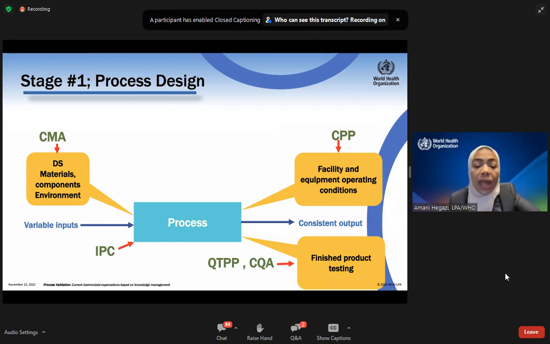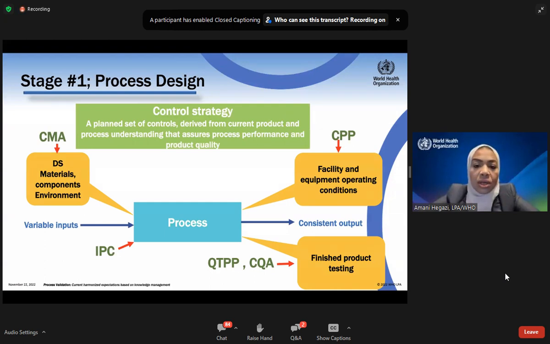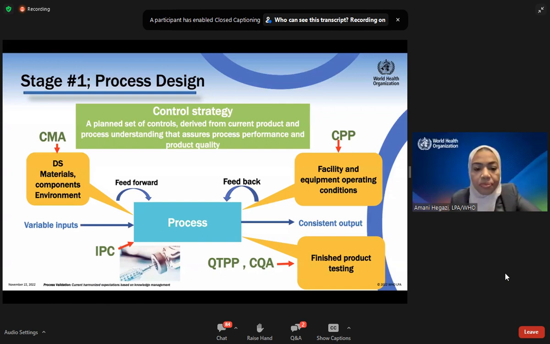Going back to the same slide, we have the process, and we identify the sources of variation, and we identified the different critical parameters. So the summary and the planned set of controls derived from the current product and process understanding that assure process performance and product quality is the control strategy, which includes the critical material attributes, the critical process parameters, and links them with the critical quality attributes. And all this criticality should be assessed in terms of patient safety.